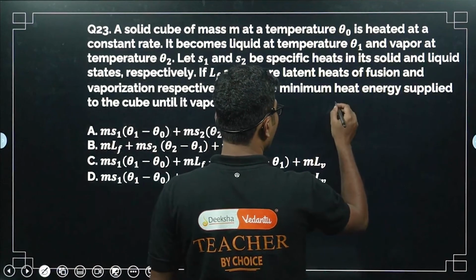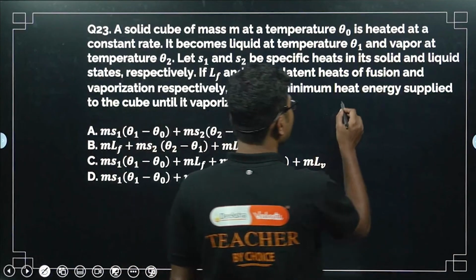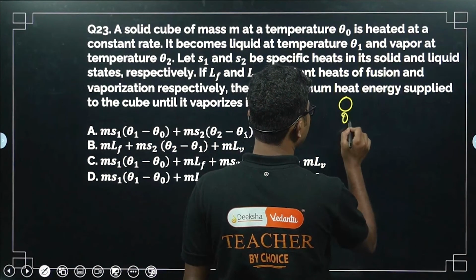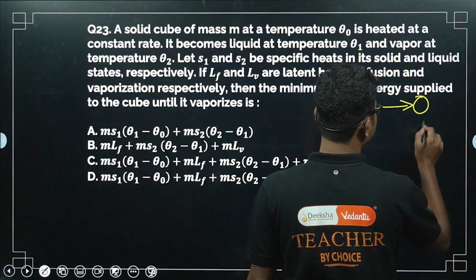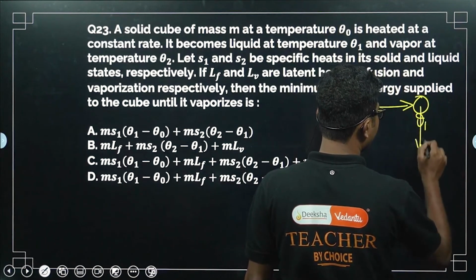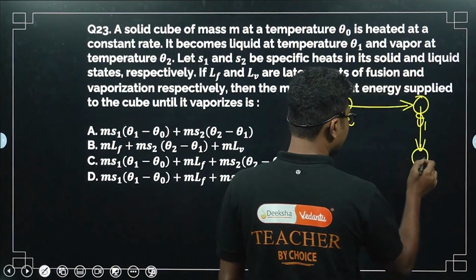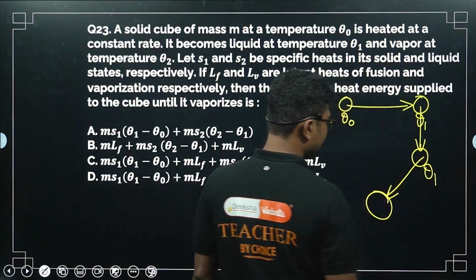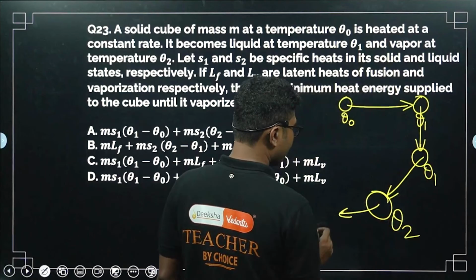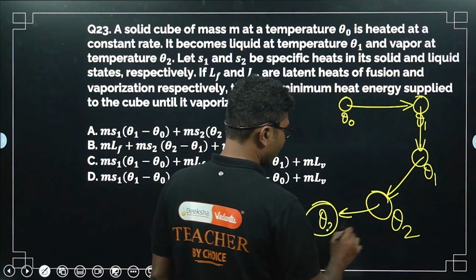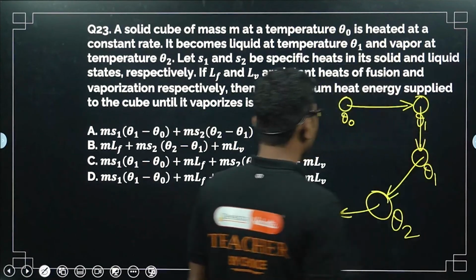So what we have to do? We have to find the heat in each step. First step, it was solid at temperature theta 0. So it is converted into solid of temperature theta 1. Then at theta 1, it becomes liquid at temperature theta 1. Then from liquid, first it is brought to a temperature of theta 2. Then from there, it is converted into vapor of temperature theta 2. So here conversion of state is happening. Here only heat is being supplied.